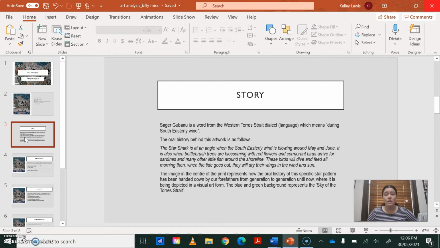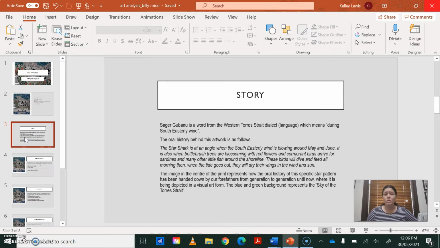The star shark is at an angle where the southeasterly wind is blowing around May and June. It is also when the bottlebrush trees are blossoming, with red flowers and cormorant birds arrive with sardines and many other little fish around the shoreline. These birds will dive and feed all morning. When the tide goes out, they dry their wings in the wind and sun.